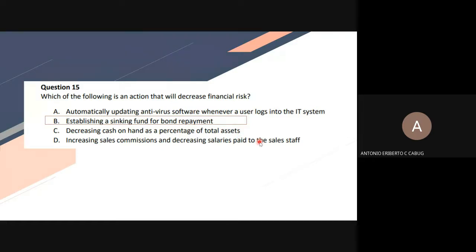In a sinking fund, you allot an amount for your future bond repayments. So kung next year meron kang mga interest payment at merong portion ng principal magmamature, dapat naka-ready na, no? By the time na babayaran mo yung buong maturity, kailangan mong bayaran ng buo, you already have a ready what we call sinking fund, no? Establishing a sinking fund for bond repayment is an example of what a company can do to increase the chance of good payment, no? Letter B.